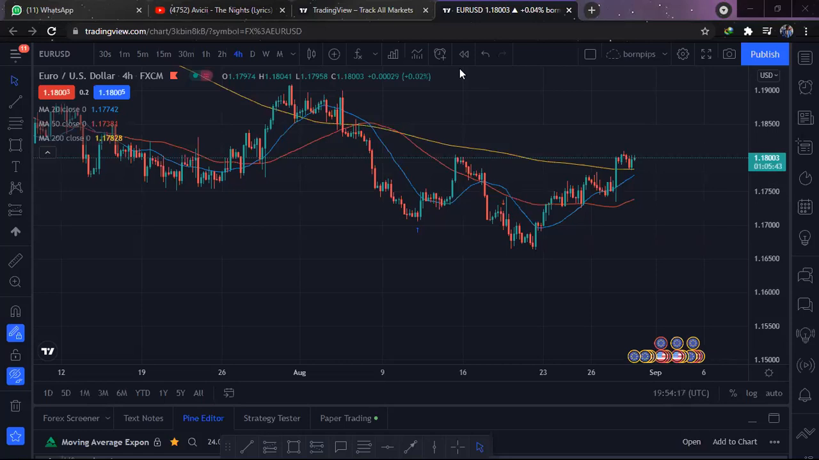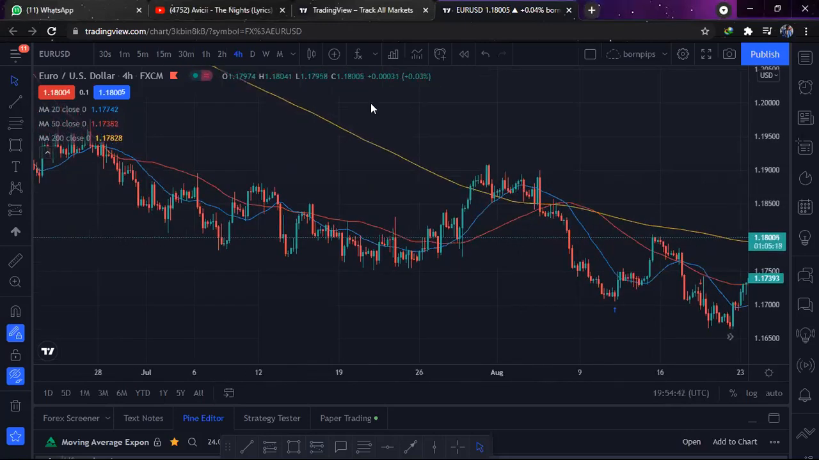Okay, so let me identify them. The 50 here is the red line. Red is 50. 20 is blue. 200 is yellow. Again, red is 50, 20 is blue, 200 is yellow. And here, please, any question?